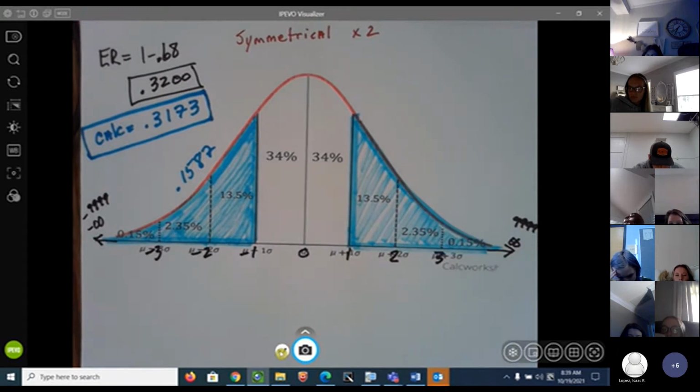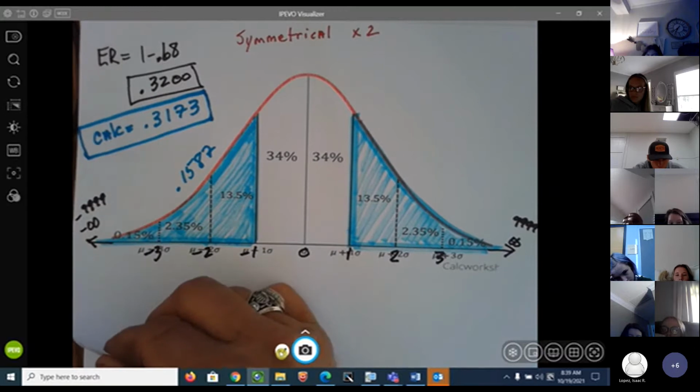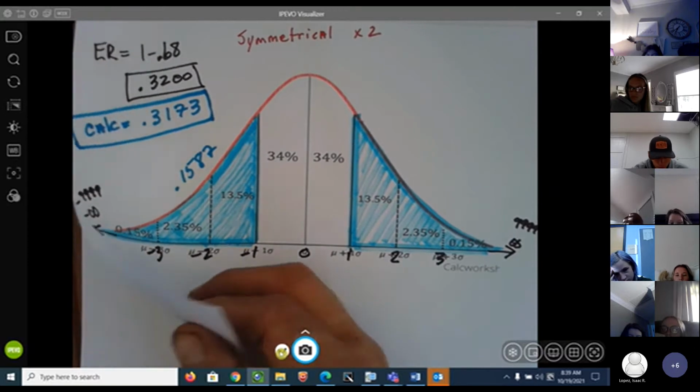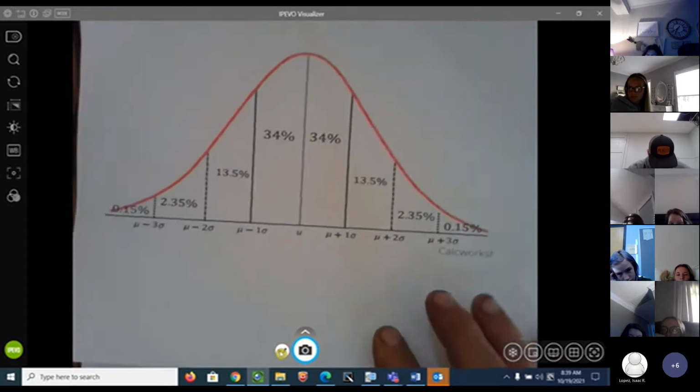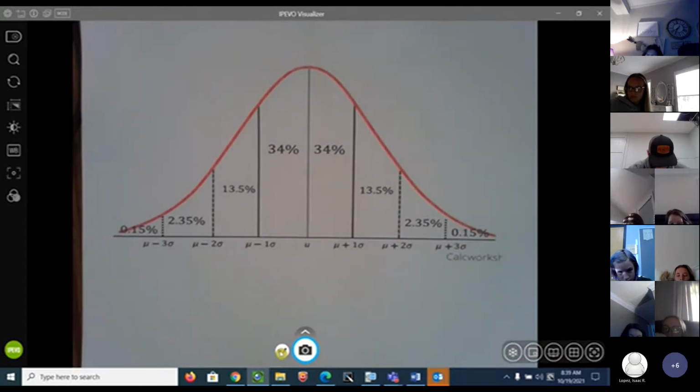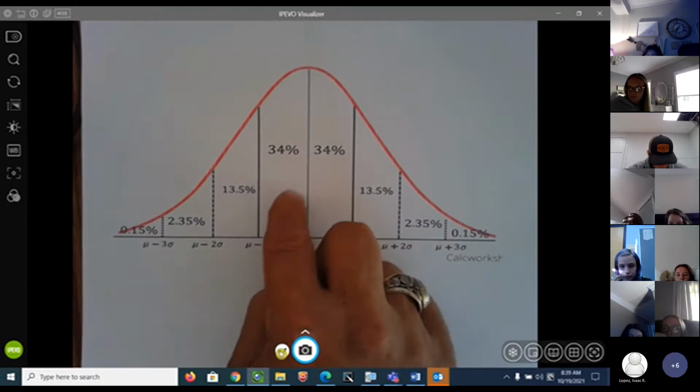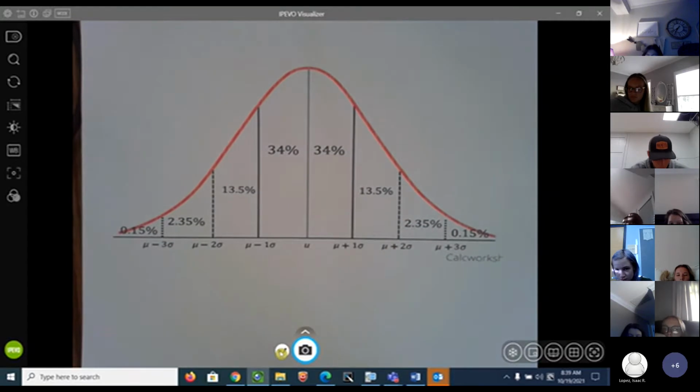Okay, so let's do the next one. Get my handy dandy picture. I wonder if those people that didn't copy these, I wonder if you've gotten tired of drawing the picture yet. You get tired of drawing it after about the 5th or 6th time.